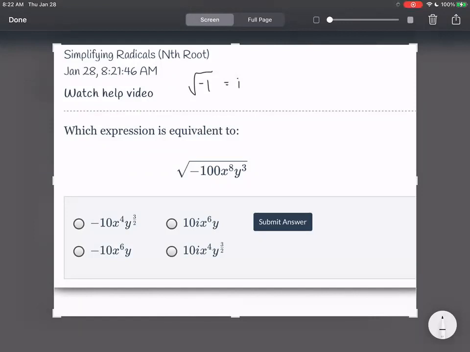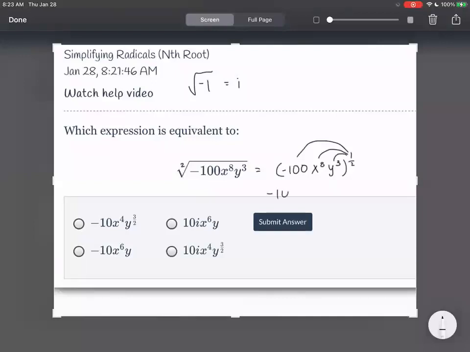So yeah. So we have the square root of negative 100 x to the power of 8 y cubed. So this is a square root. Let's rewrite that in exponent form. So negative 100 x to the power of 8 y cubed, all to the power of 1/2. Remember, a square root is a 1/2 exponent. Let's distribute.